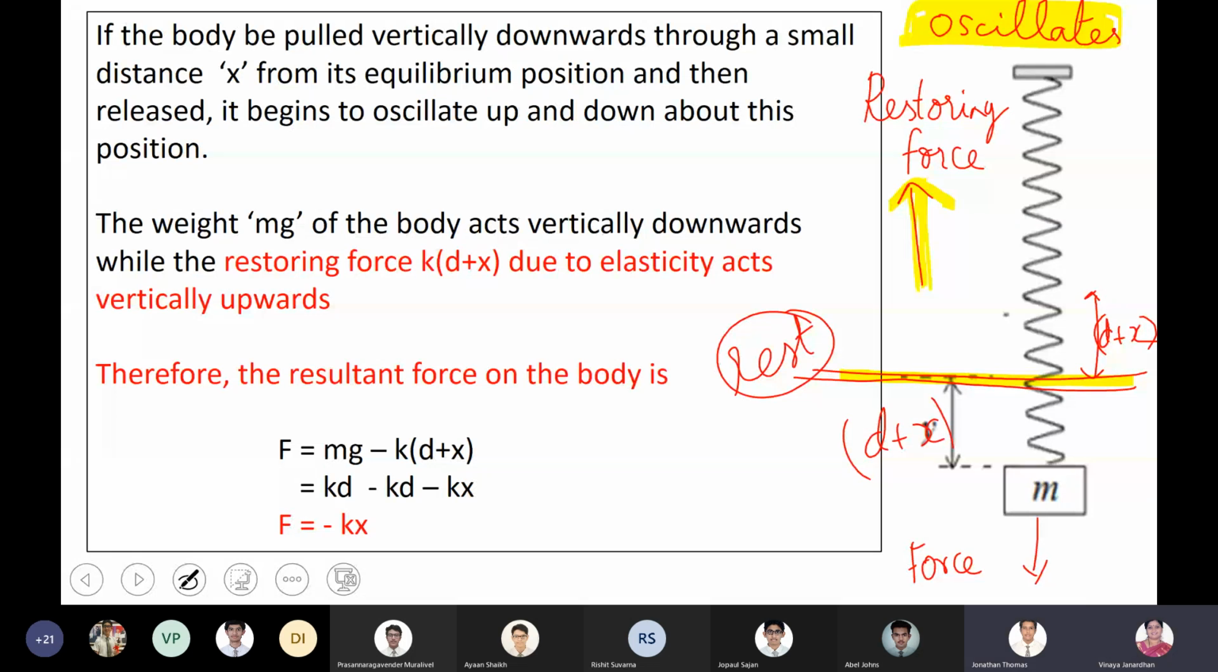The red arrow. It's up to you, boys. You need to show how the body is going to get displaced: minus k into x. Boys, I'll just move on because I'll put up the slide, you just understand things.